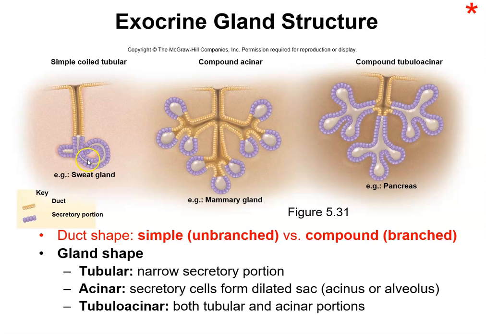Some shapes are tubular, which is very simple. Some have multiple half circles. This is the acinus. Some are tubular combined with acinus. This will be the tubular acinar exocrine gland. This just shows you that within the exocrine glands, there can be varieties.